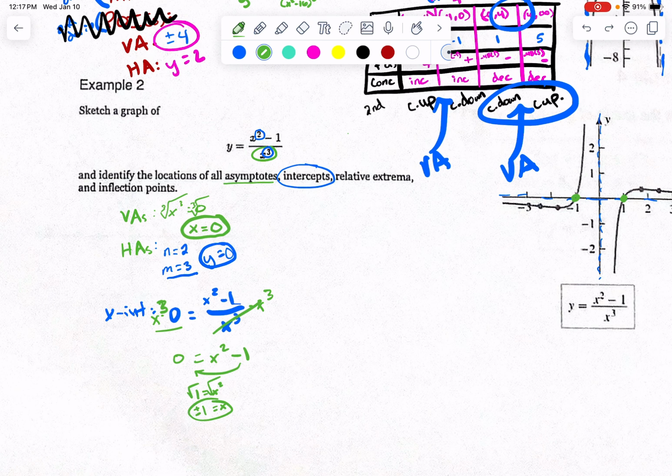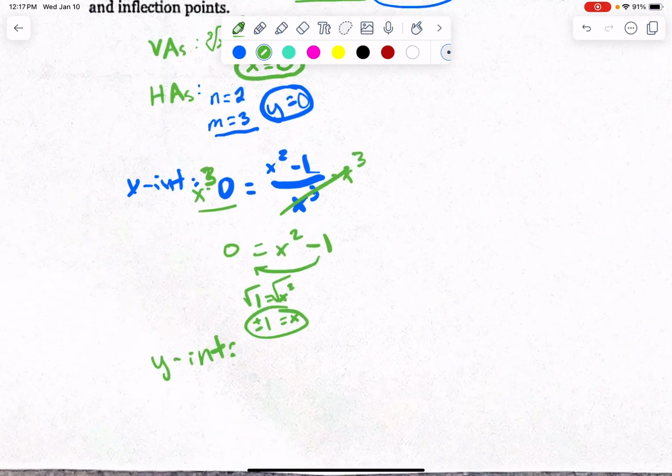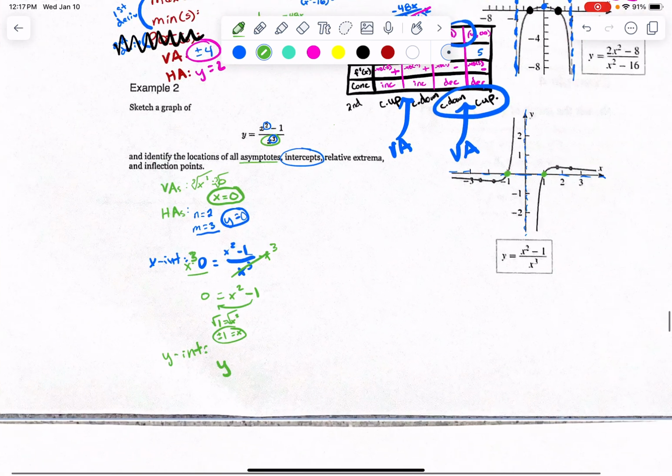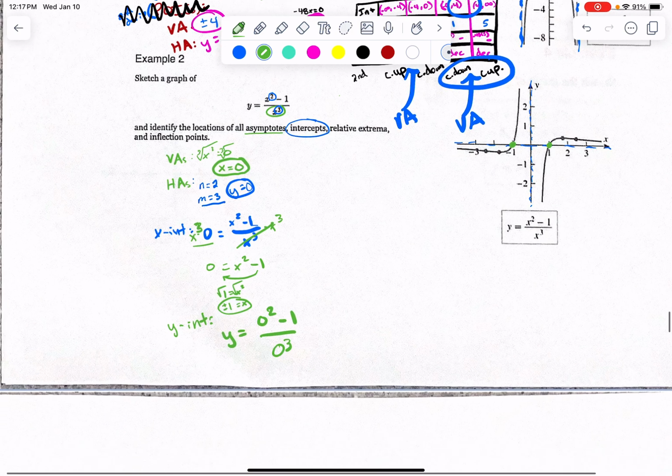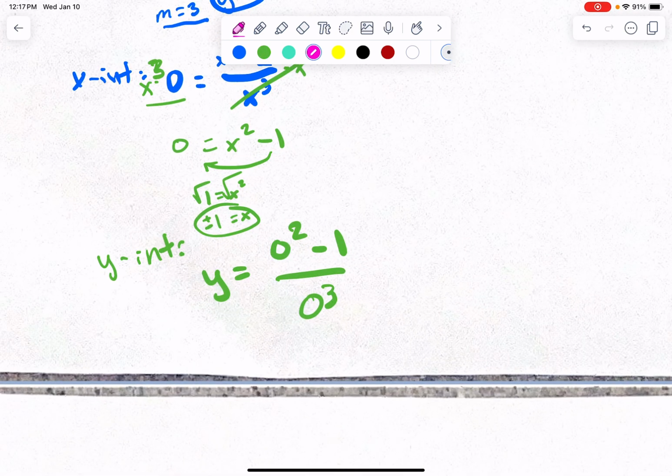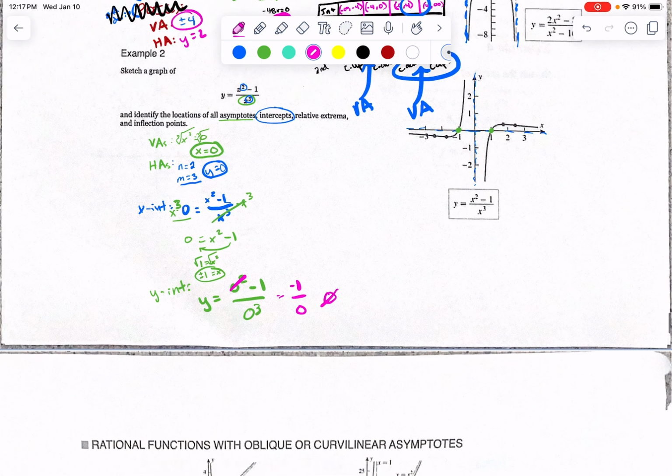All right, to find the y-intercepts, I'm going to plug 0 in for x, okay? So I've got y equals 0 squared minus 1 over 0 to the third power, okay? And you can kind of see how this works. 0 squared minus 1, this is going to be negative 1 over 0. And you cannot divide by 0, so that is why we end up with no solutions for y-intercepts, okay? Also because there's a vertical asymptote there. So those two things are consistent with one another, all right?